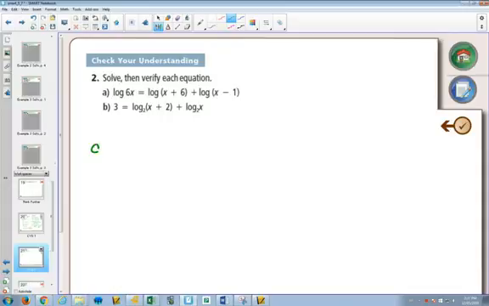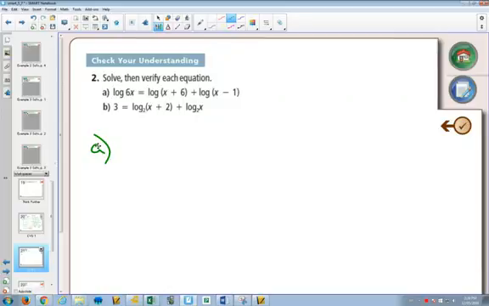Part A. We're solving for x in a logarithm, so this makes it a logarithmic equation. Okay? Part A has the shortcut. I'll show you what the shortcut looks like, but then I'll also solve it using the steps that we had before.